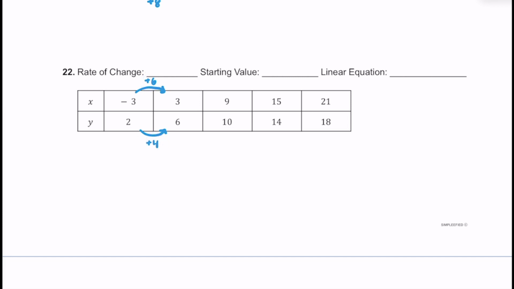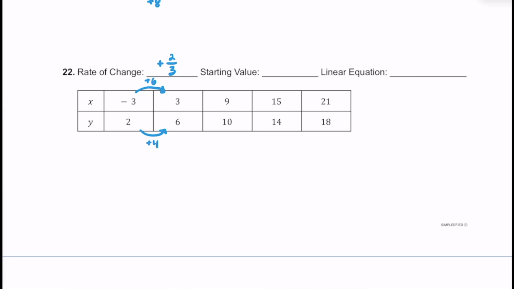Well, it's the change of y divided by the change of x. So it's gonna be +4 divided by +6, and a positive divided by positive is still positive, right? So it's just gonna be 4/6, and 4/6 will simplify down to 2/3. So it's gonna be a +2/3. And again, it's positive here, and it makes sense because as the x's are increasing here, the y values are also increasing. So if they're both increasing, we should get a positive rate of change.